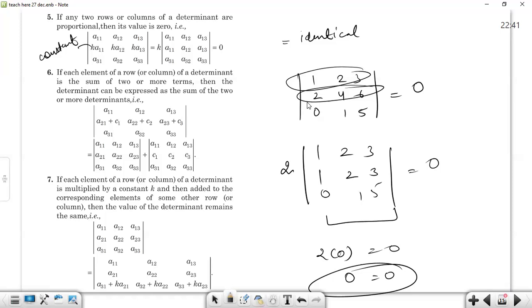Why proportional? If there are any proportional rows or proportional columns, it means that the ratios of these elements are equal, like 1 by 2, 2 by 4, 3 by 6. They are all 1 by 2. Clear, everyone? This is what proportionality is.